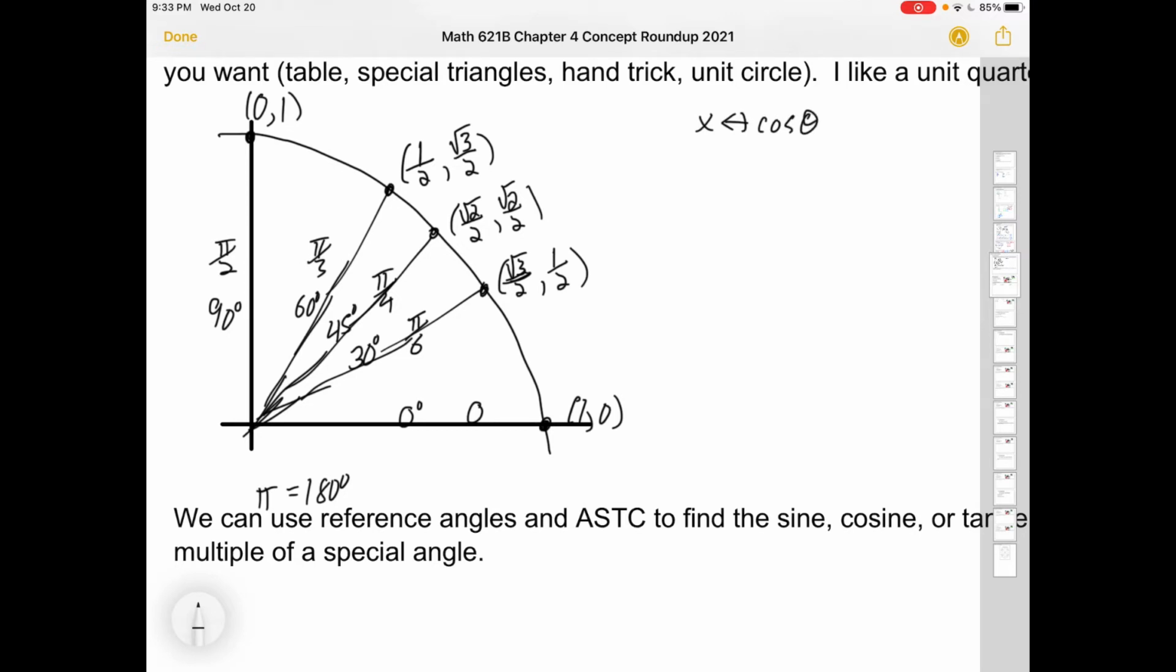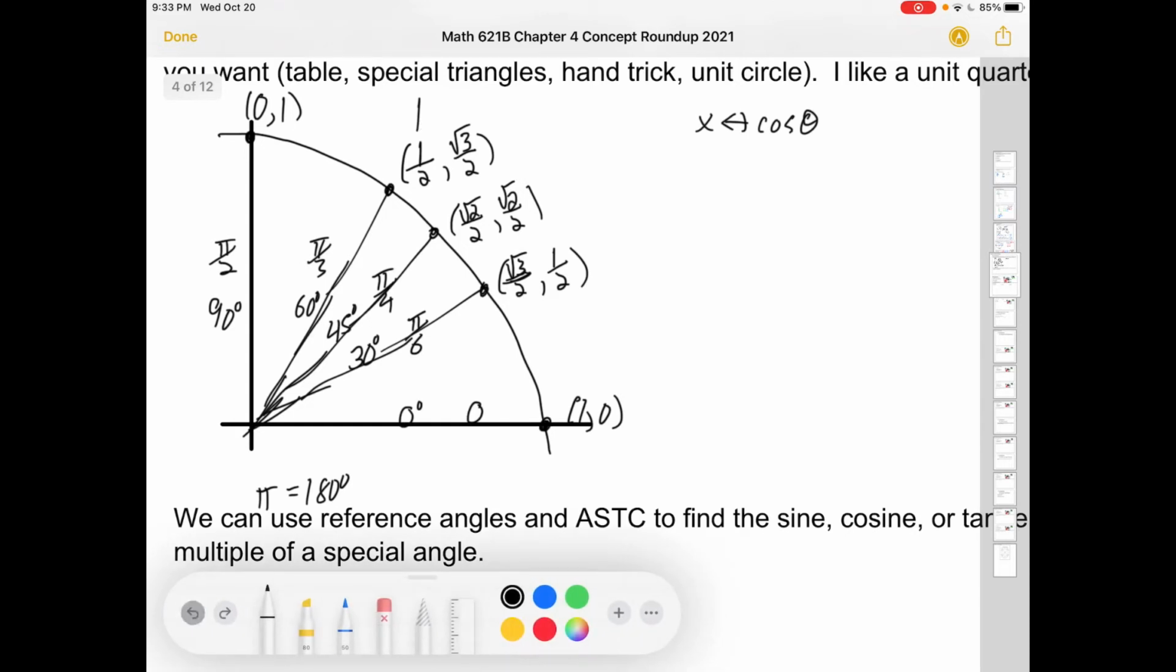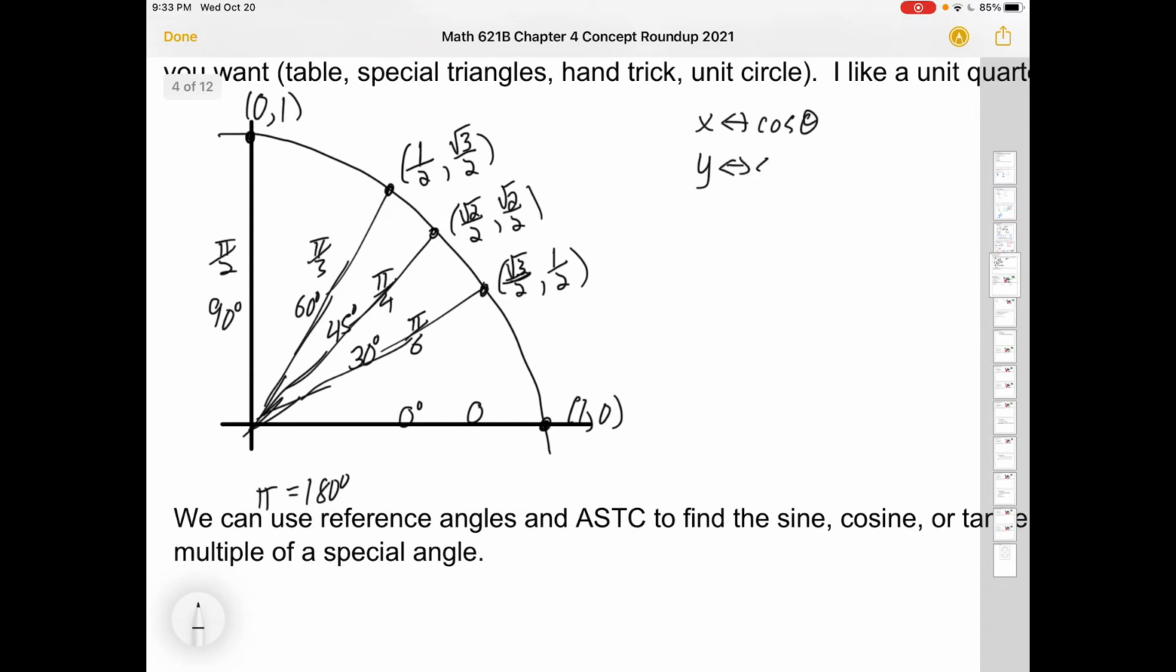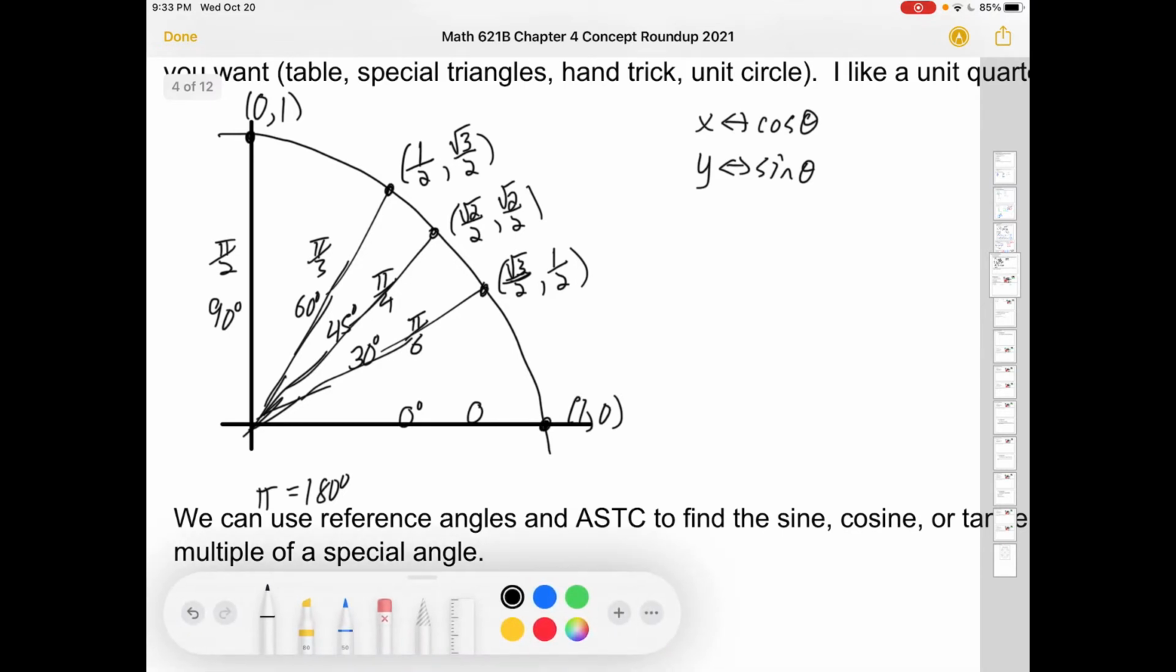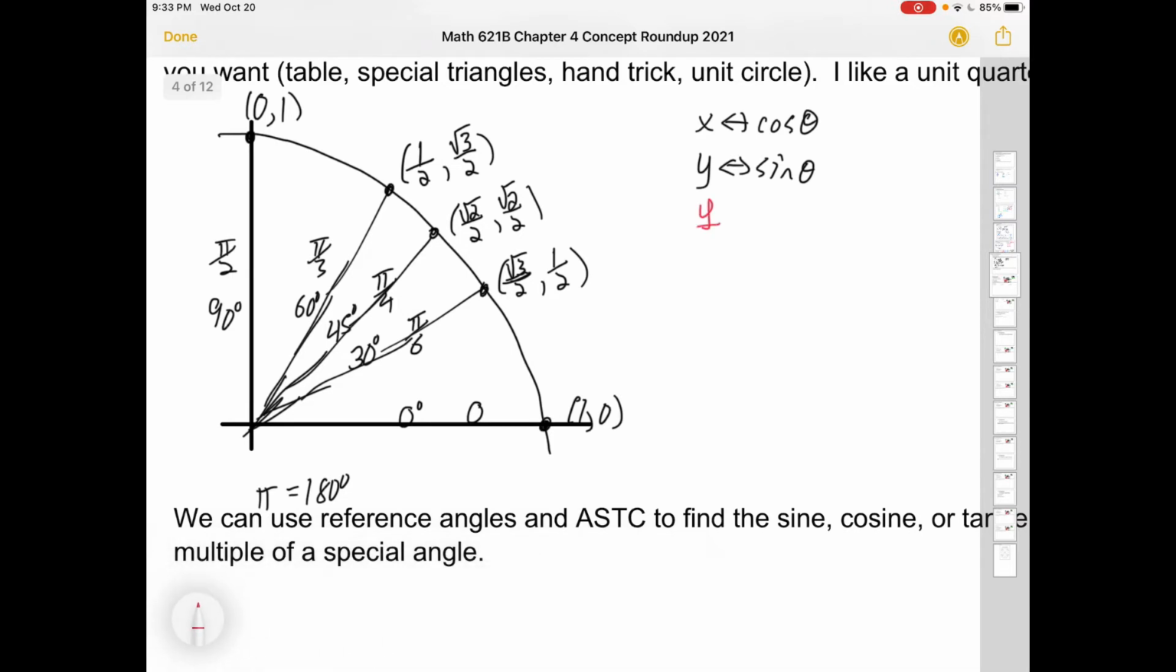If I want to know the cosine of 60, bam, I just look at the x value of 60 degrees. If I want to know the sine of 45, bam, I look at the y value when I have an angle of 45. X is cosine, y is sine theta. Y over x, I'm going to put this in red. Y over x is tan theta. But it's annoying to have to figure that out all the time.